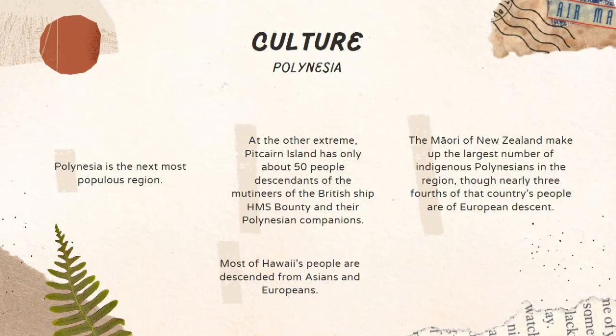Culture. Polynesia. Polynesia is the next most populous region. At the other extreme, Pitcairn Island has only 50 people, descendants of the mutineers of the British ship HMS Bounty and their Polynesian companions. The Maori of New Zealand make up the largest number of indigenous Polynesians in the region. Nearly 3/4 of the country's people are of European descent.